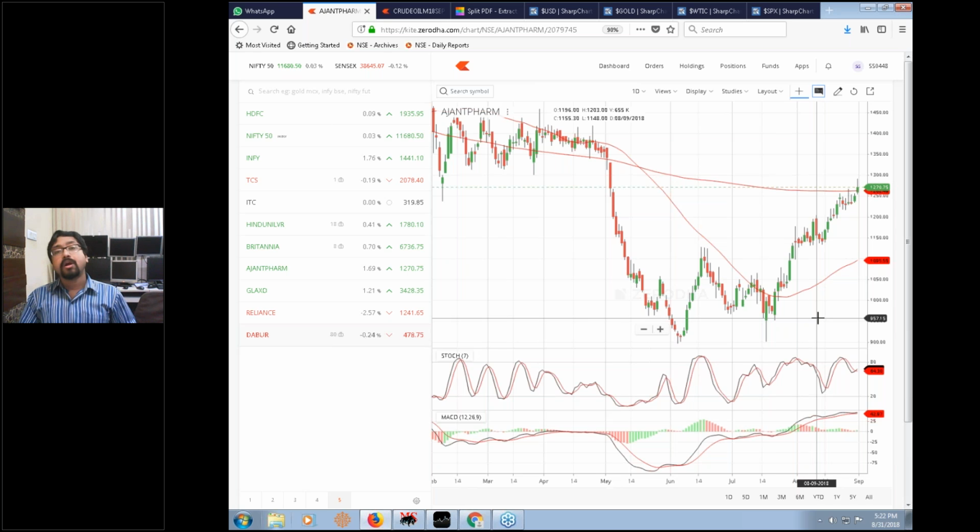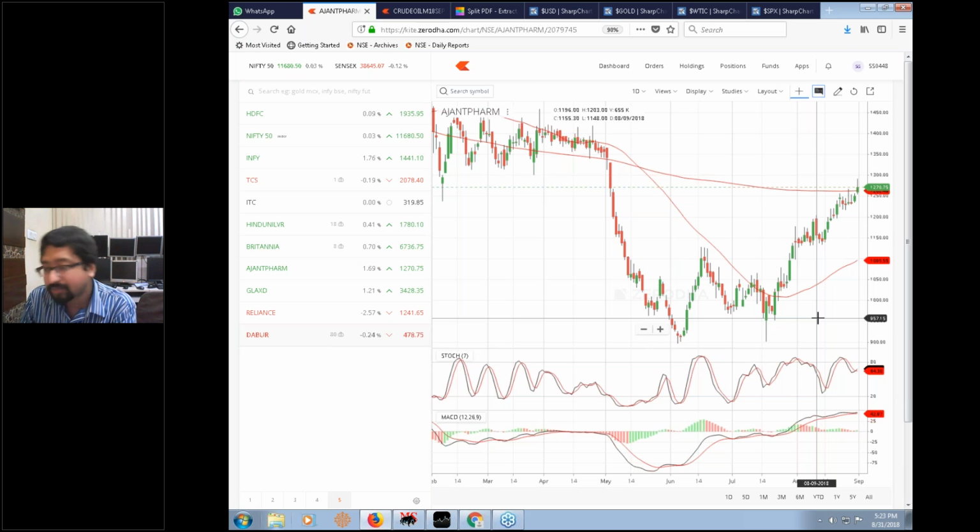So overall, pharma sectors are picking up momentum. Not all the pharma stocks, but Ajanta, Aurobindo Pharma, Glaxo, these stocks from the pharma sector are more likely to outperform the Nifty going forward.